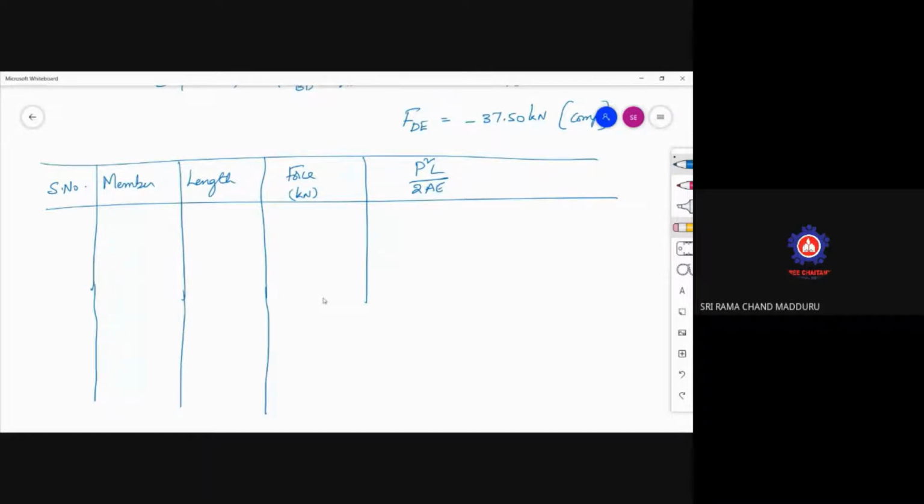So first member, AB of length 1.5 meters, the force in AB is 22.5, that is plus 22.5. Second one is AD, which is 2.5 meters.